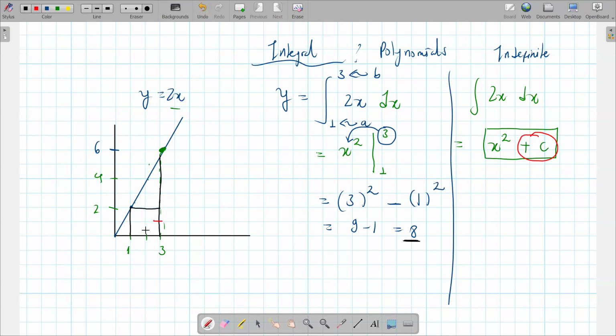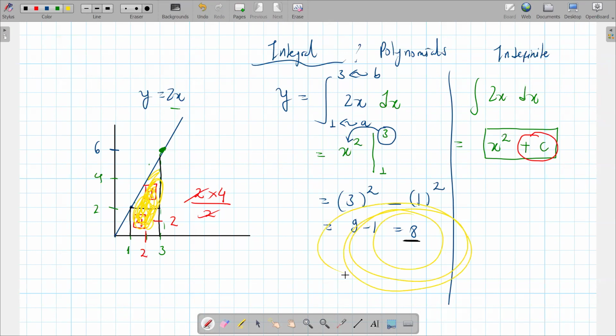This square has a height of 2 and a width of 2, so the area of the square is 4. This triangle has a base of 2 and a height of 4, right? Base times height divided by 2, and you will see that the area there is also 4. So what's the combined area? It is going to be 8, 4 plus 4. So that's what the integral gives you. It gives you the area under the curve.